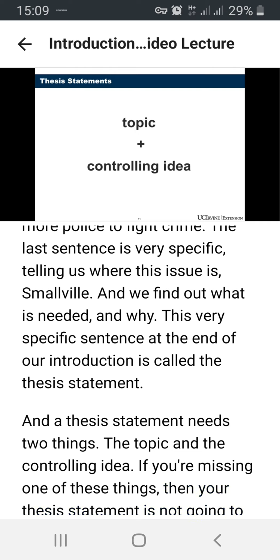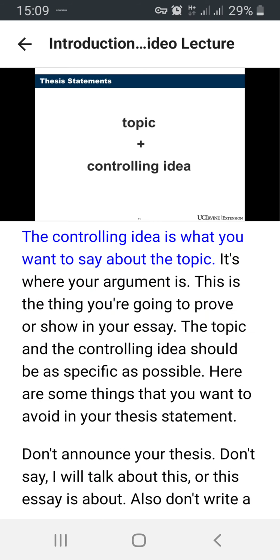So what is a topic? A topic is the subject or the thing that you are talking about. The controlling idea is what you want to say about the topic. It's where your argument is. This is the thing you're going to prove or show in your essay. The topic and the controlling idea should be as specific as possible.